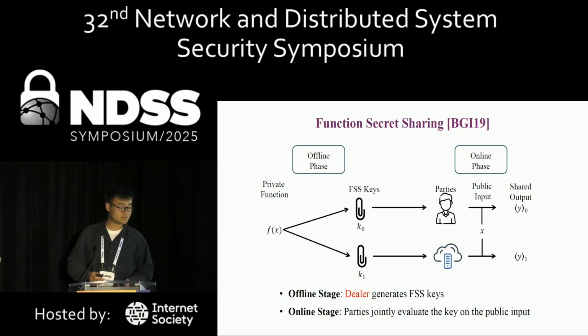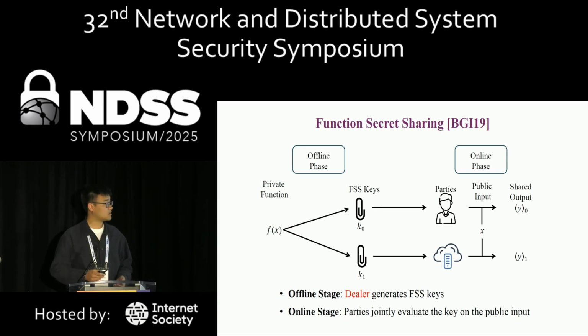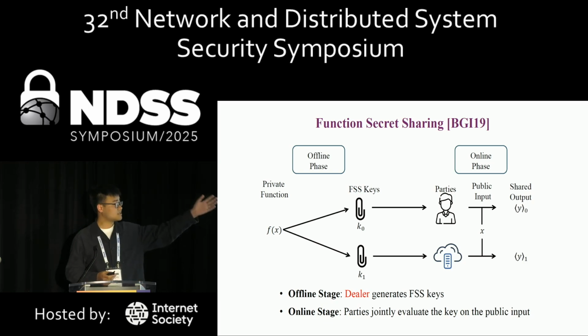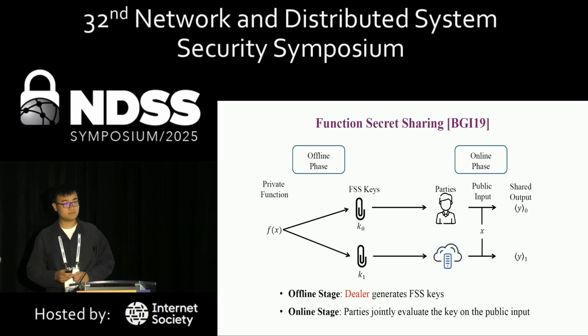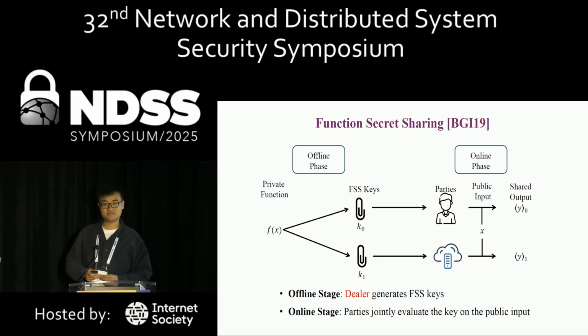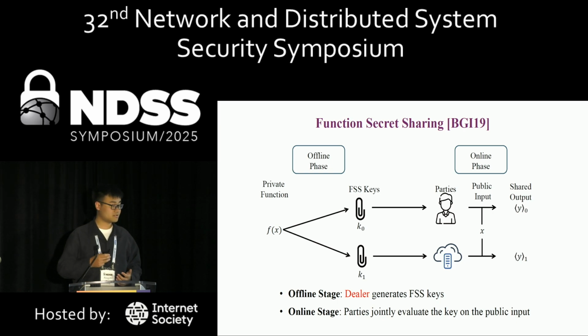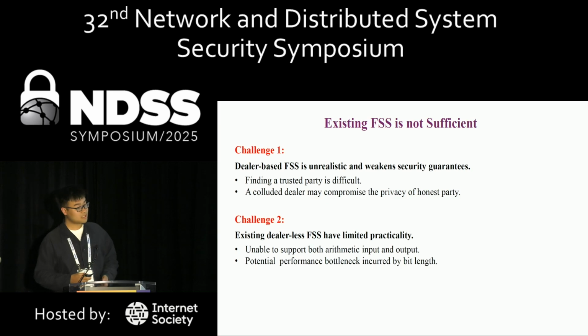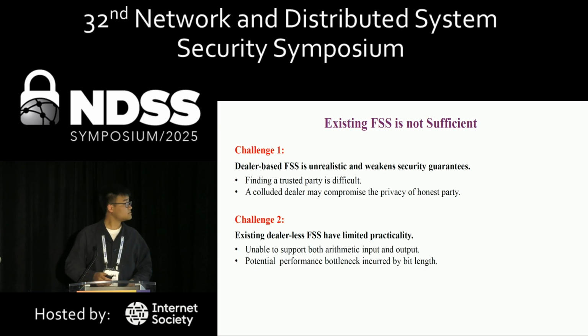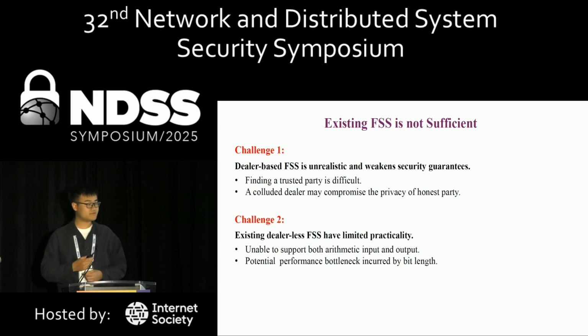At the online stage, the parties only have to use the keys and run the evaluation algorithm. During the online phase, the parties and the server do not need to communicate a lot of data. They only need to interact with a constant number of rounds and only several ring elements to complete this computation process. However, the existing FSS scheme is not sufficient. We mainly face two challenges here.